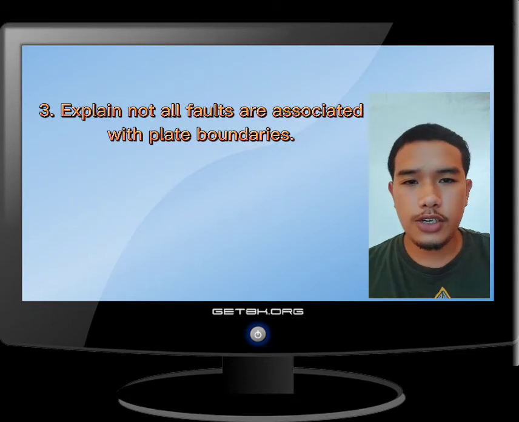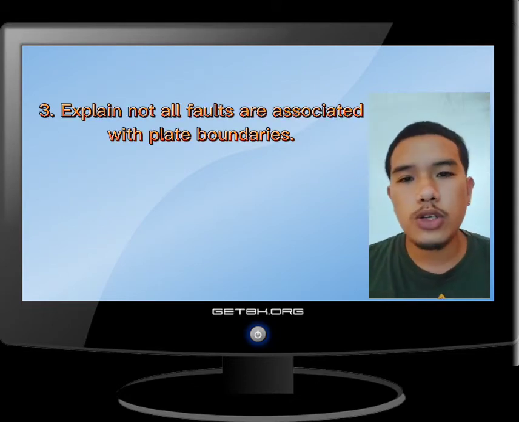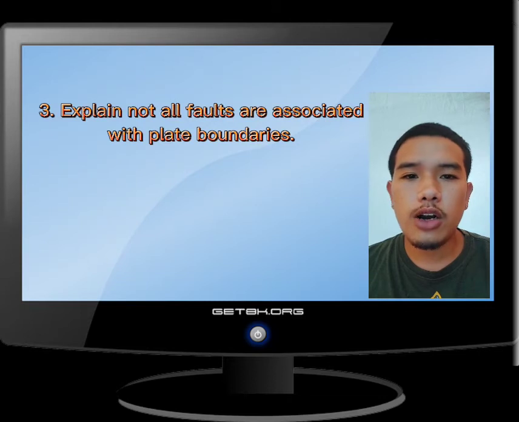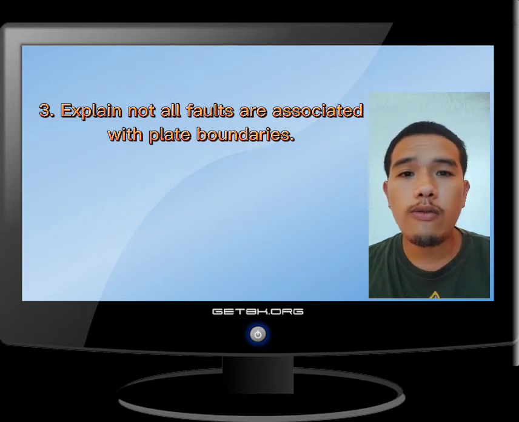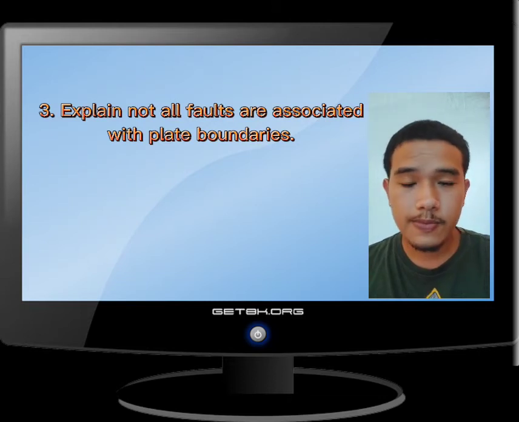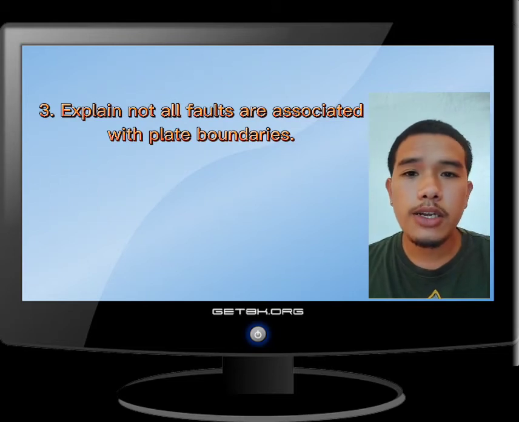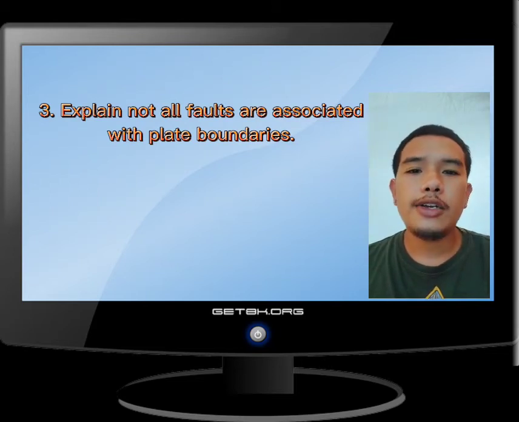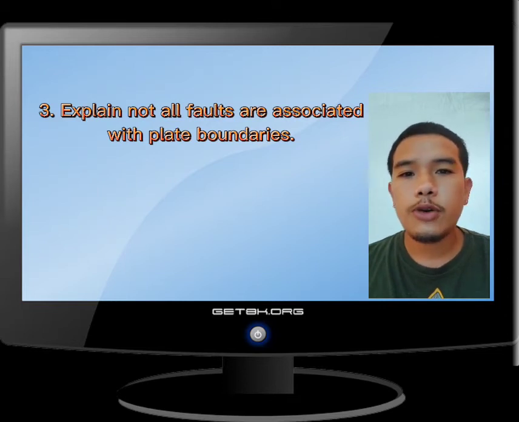Not all faults are associated with plate boundaries. Plate boundaries are always faults, but not all faults are plate boundaries. The movement of the plates relative to each other distorts the crust in the region of the boundaries, creating systems of earthquake faults. There are also major faults and systems of faults in the interiors of plates.